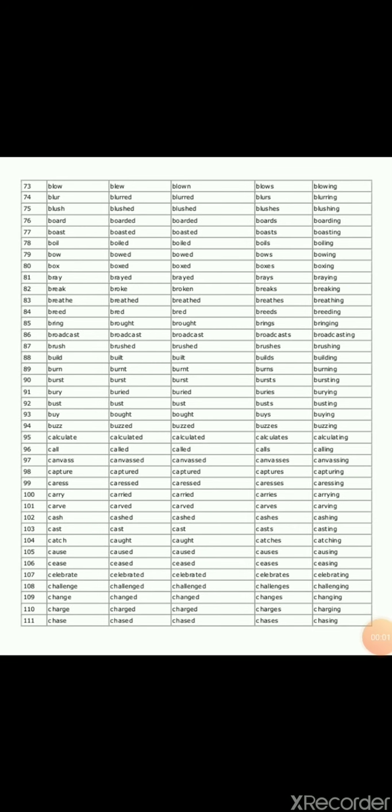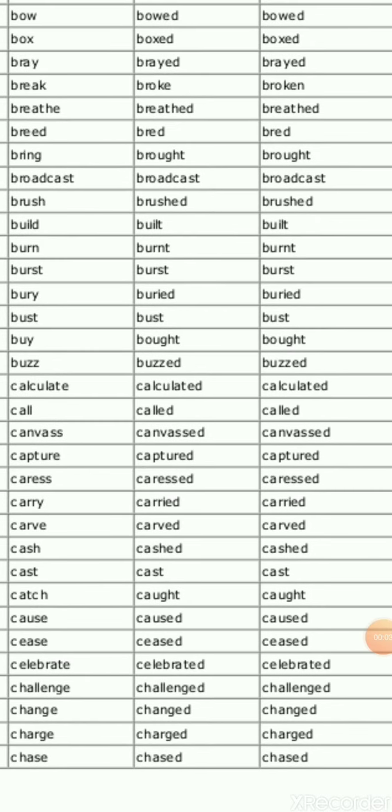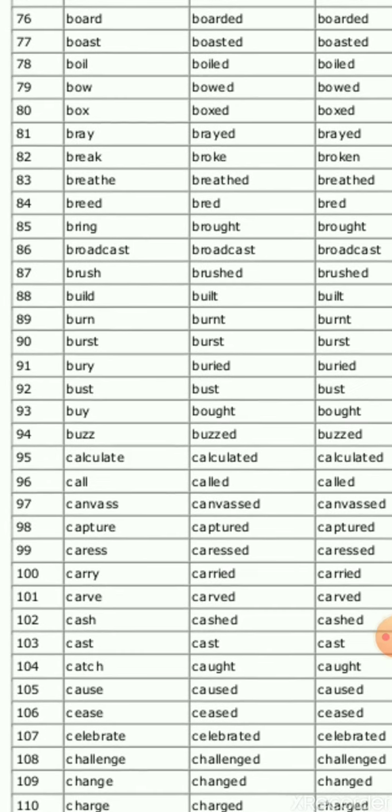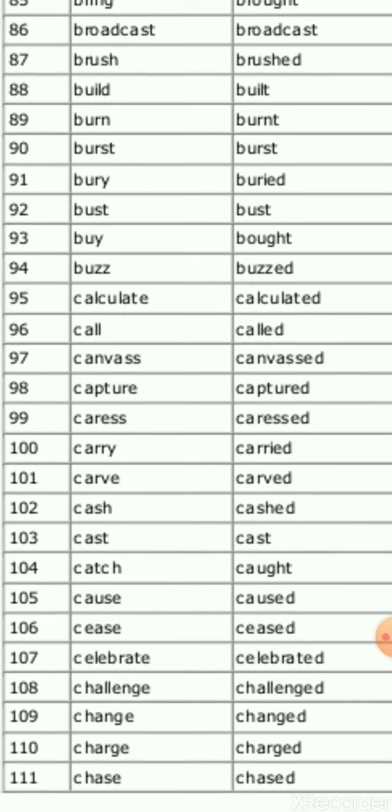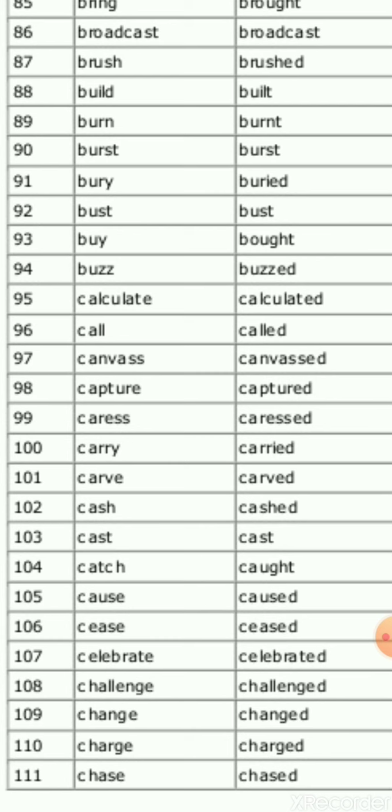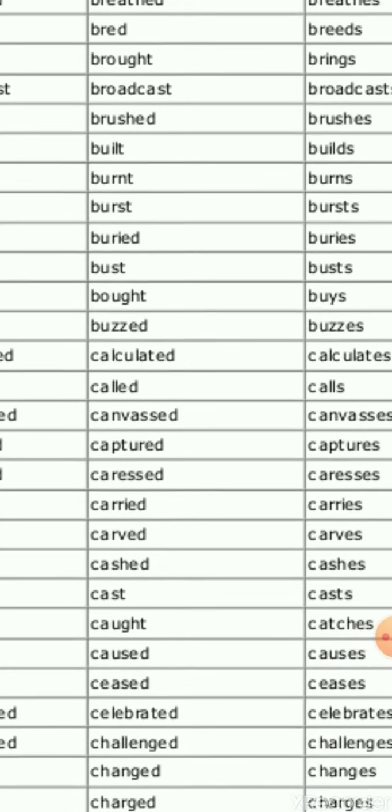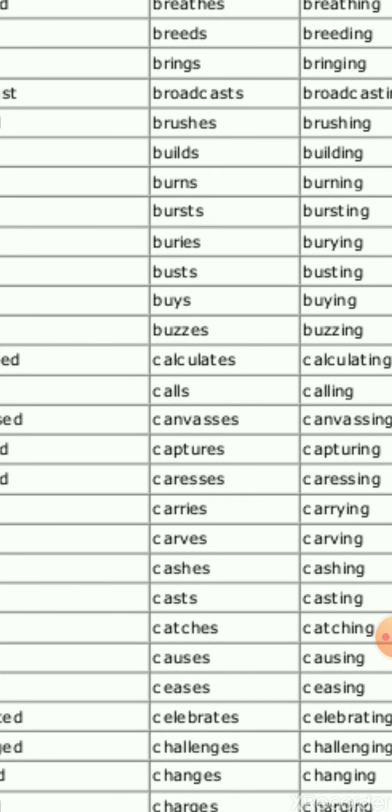Just give a quick look at the conjugation pattern. For example, number 96 on the screen, that is call. Call is a regular verb or irregular verb? It's a regular verb. So the pattern will be followed. Call, called, called, calls and calling. Because I explained to you there are 5 forms of a verb, meaning we are using verbs in 5 different ways, including the base form.